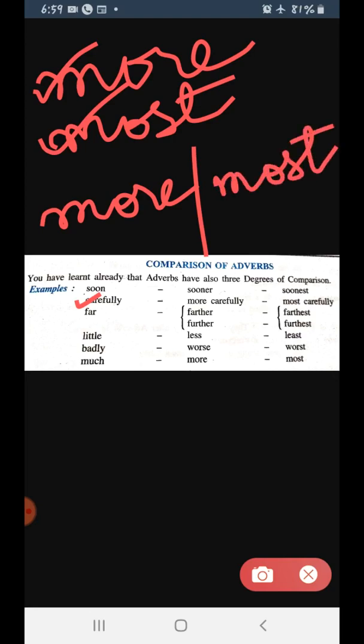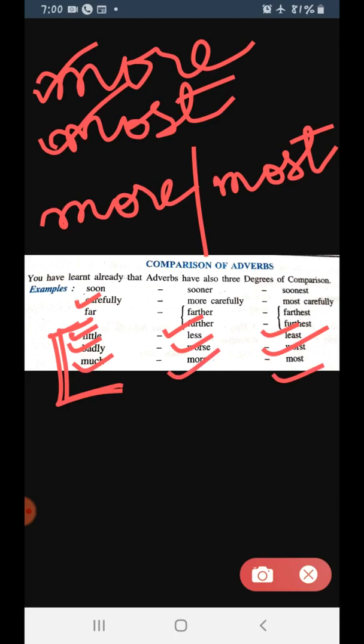Then the next are irregular words. Irregular words means they do not have any specific or particular rules for changing. Example, little, less, least; badly, worse, worst; much, more, most. Right? So I hope it is clear to you all.